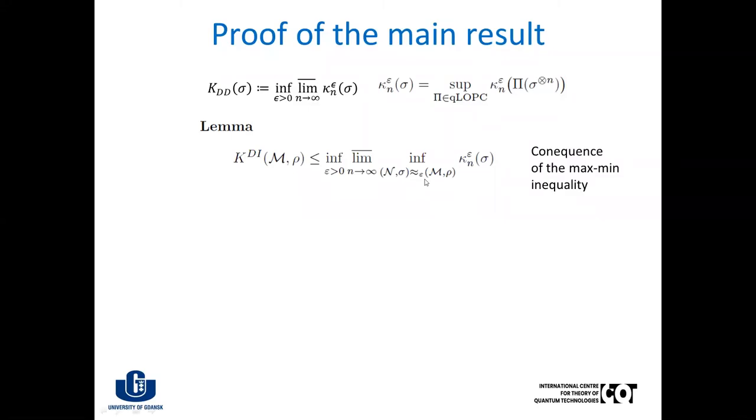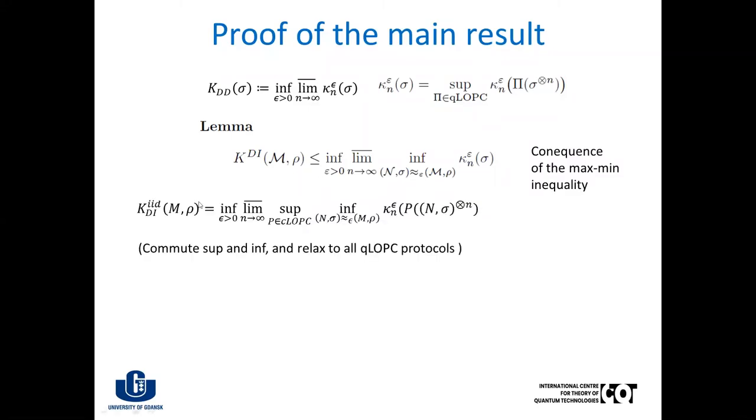So this is just a consequence of a max-min inequality. Indeed, if you look into the definition of K DI IID, you can commute the supremum with the infimum by this max-min inequality, and then you can relax the CLOPC operations to quantum LOPC operations, because as I told you before, every CLOPC operation composed with measurement results in some quantum LOPC operation. So you end up in exactly the infimum and this K n epsilon of sigma that you have in the top on the upper part. So this is the lemma.